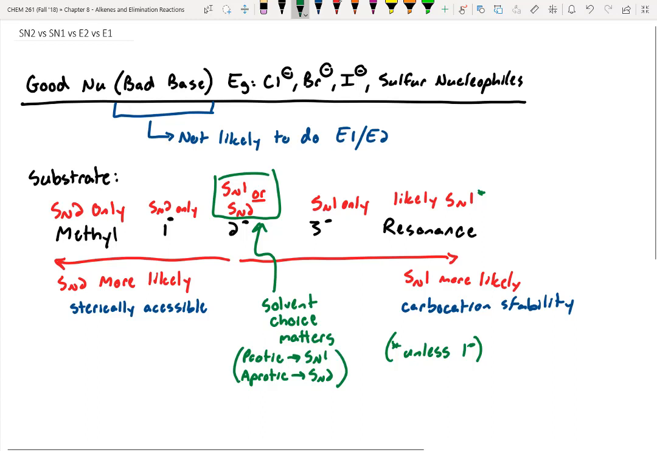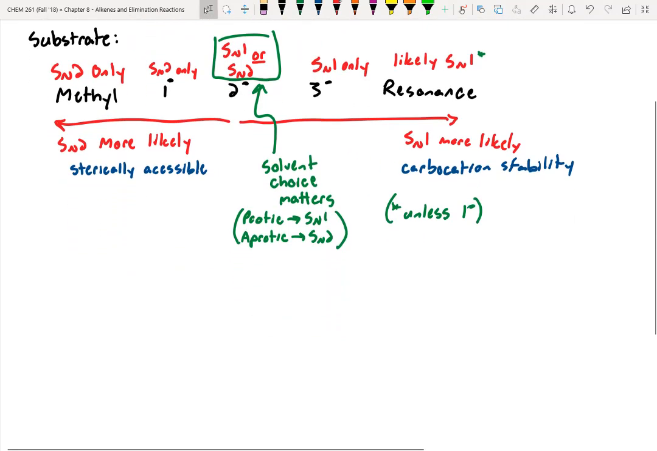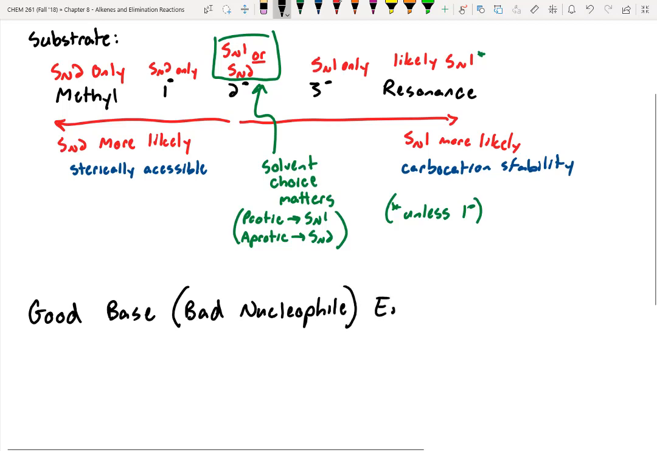So instead of thinking about nucleophiles, let's think about bases. Oops. Let me change this to good base, bad nucleophile. Let's come up with some examples of these. What's an example of something that's a really good base but a really, really crummy nucleophile? Hydride. Hydride's a good one.